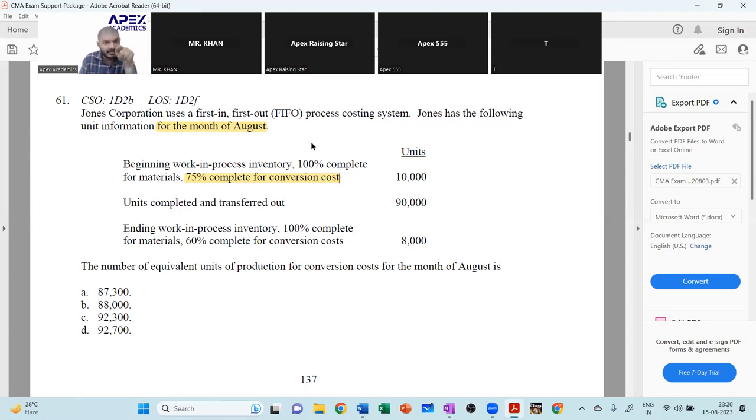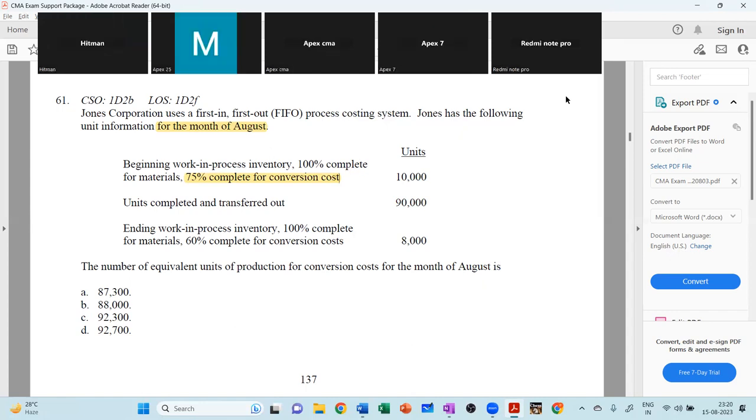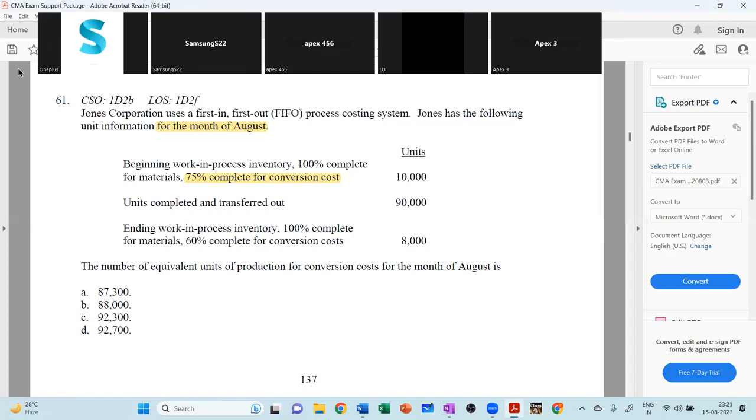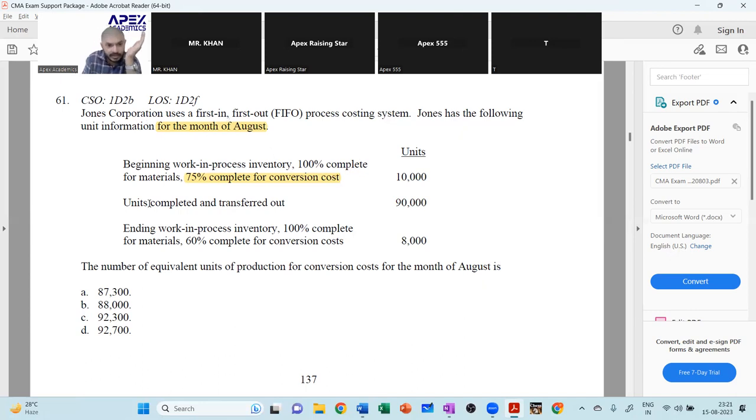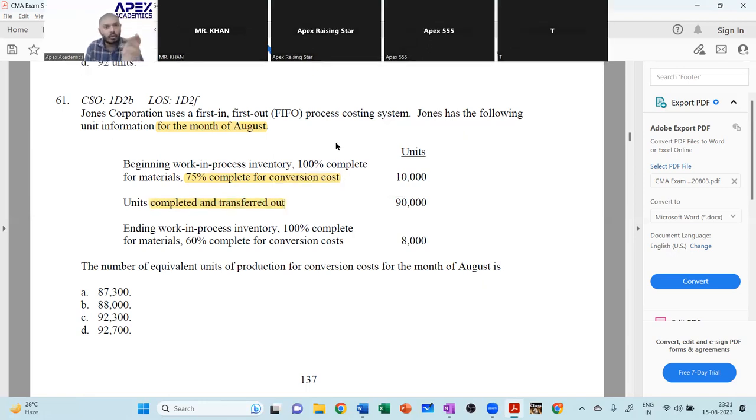So can I say that this beginning inventory is 75% complete? Agreed or disagreed? Because it is 75% complete for conversion cost, it means it is 75% complete. Yes or no, please tell me that. Next, units completed and transferred out are 90,000 in this period. And at the end, I am left with 8,000 units that are 60% completed for conversion costs. Equivalent units for conversion costs is how much?